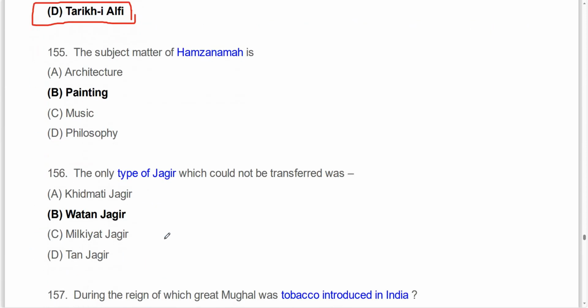Moving on to the next question: the subject matter of Hamznama is painting.